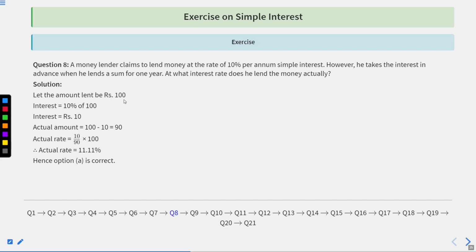So let the amount lent be rupees 100. So the interest will be equal to 10% of 100. So the interest is equal to 10 rupees. So the actual amount is equal to 100 minus 10, that is 90. So the actual rate is equal to 10 upon 90 into 100. Therefore, actual rate equal to 11.11%. Hence, the option correct here is option A.